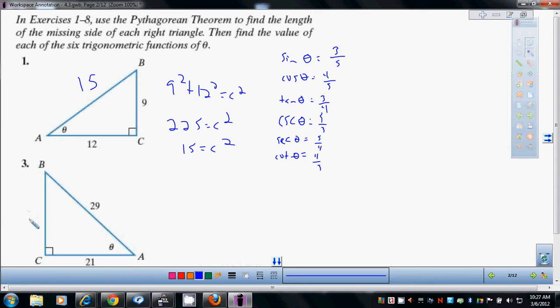Let's call this side A. I'm in the forbidden part of the board, so I'll have to write it up here. It'd be a squared plus 21 squared equals 29 squared to find that third side. But other than that, everything would be the exact same.